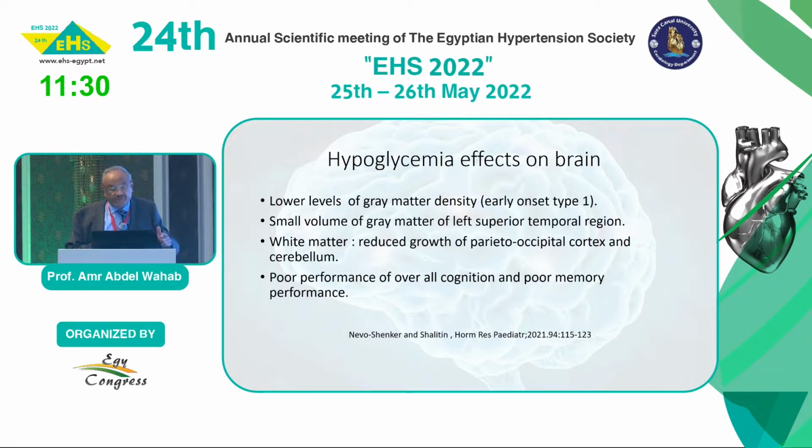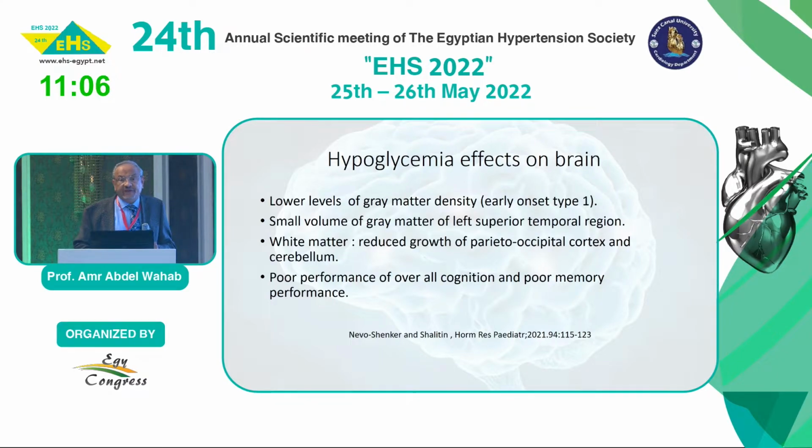Hypoglycemia also affects the brain, with lower levels of gray matter density, small volume of gray matter in the left superior temporal region, and in the white matter, reduced growth of the right occipital cortex and cerebellum, poor performance of overall cognition and poor memory performance. This is for type 1.